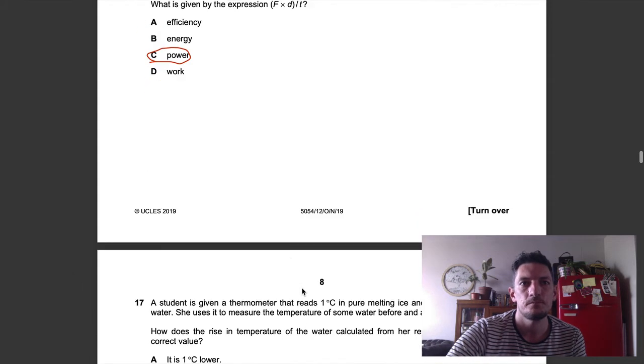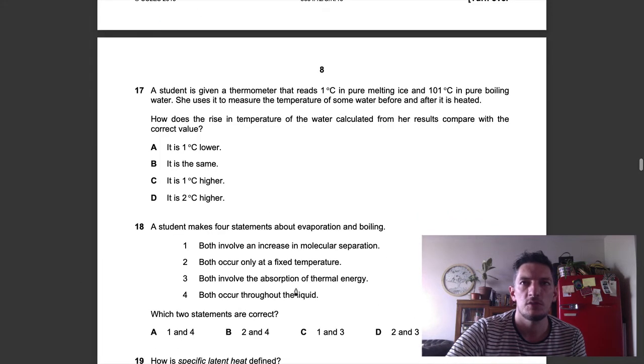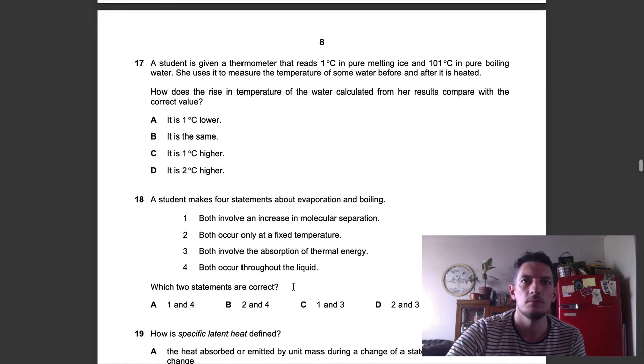Cool. For some reason, it didn't want to make it into a nice oval for me there. Oh well.